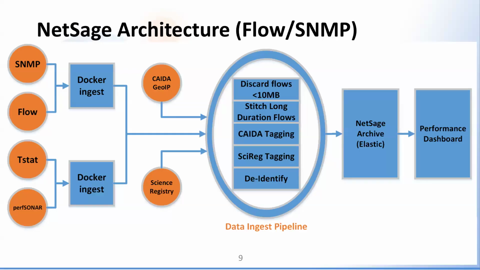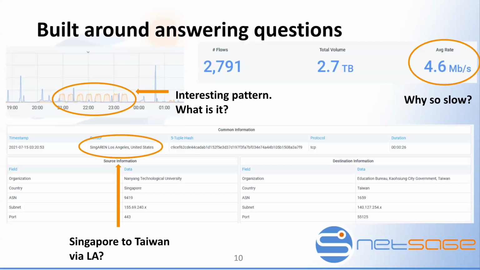So this is the basic architecture. Every measurement and monitoring tool basically looks like this. It pulls some data in, it does some munging to make it sensible, puts it in an archive, then you display the data. I said it was built around questions. We see, what is this interesting pattern? Why is this transfer so slow? Why did this transfer between Singapore and Taiwan go through Los Angeles? These are all real. These happen every day. So understanding what's going on and how we can improve it, this is the tool you use.